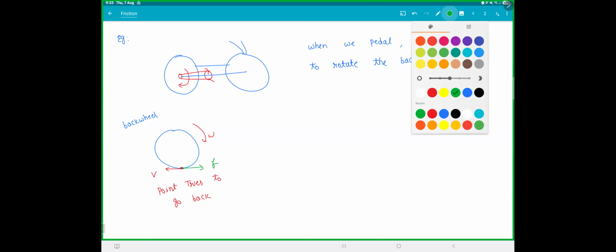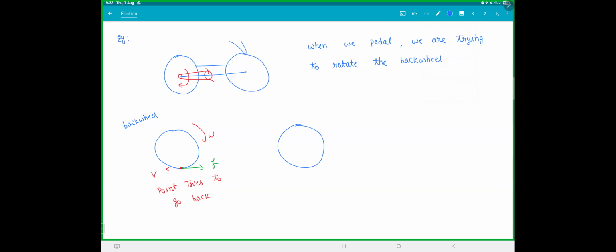Now the front wheel is another problem. The front wheel has no engine or anything. The front wheel is actually being pushed by these rods. These rods are pushing forward. So the front wheel's point is actually trying to drag forward, because you're not giving any power to it. So on the front wheel, the friction will be backward. The front wheel is being pushed by the back wheel's force.